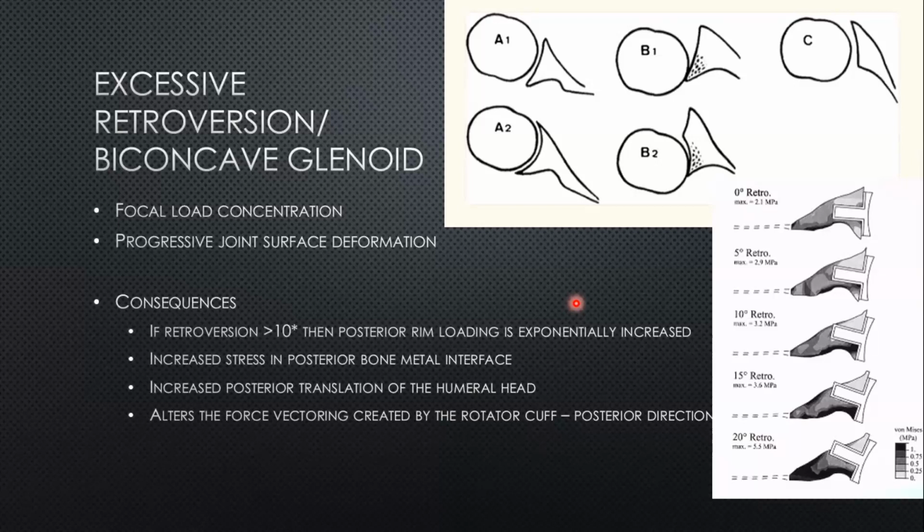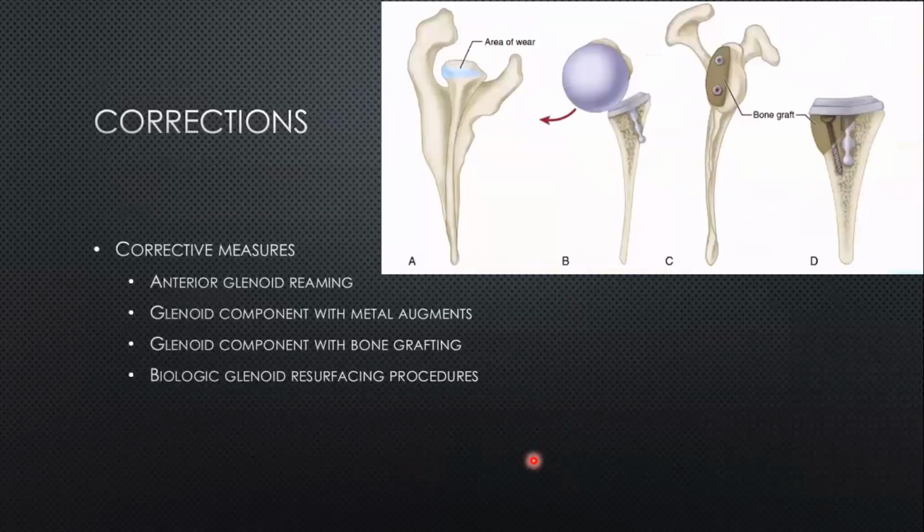There is increased posterior translation of the humeral head, and the force vector that is created by the functioning rotator cuff will be directed more towards the anomalous posterior direction and causes glenoid wear and loosening also earlier. So what are the corrections? What are the countermeasures that we have developed?